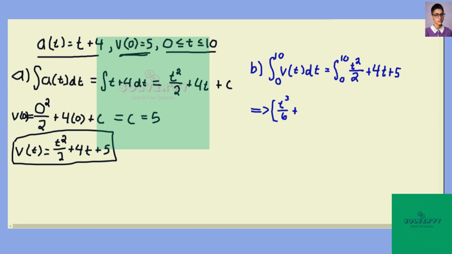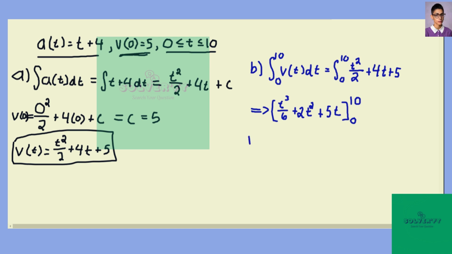plus 2t squared plus 5t. And we want to evaluate this integral once again on the time interval from 0 to 10. So since we have 0 to 10, we're going to plug in 10 everywhere where we see our t. And we can ignore the second half where we're plugging in 0, because when we plug in 0, the whole function is going to equal 0.